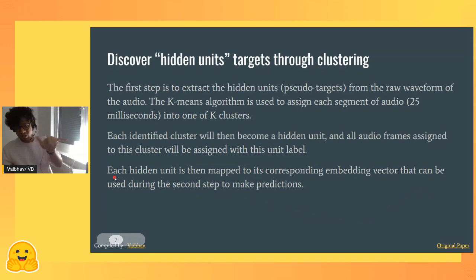Each hidden unit, which is one cluster, is then mapped to a corresponding embedding vector. And this embedding vector is then used for the masked language modeling process. So we essentially go from the full-fledged waveform to 25 millisecond chunks, from 25 millisecond chunks to which cluster they belong to, and from cluster to another learned embedding of that particular cluster. And then from there we make predictions.